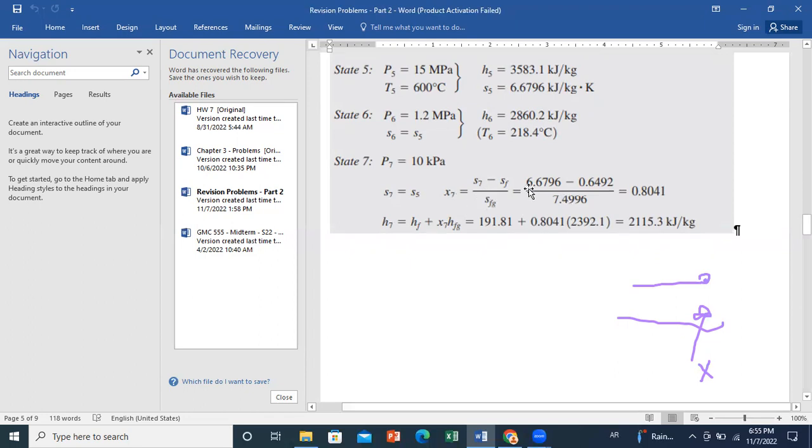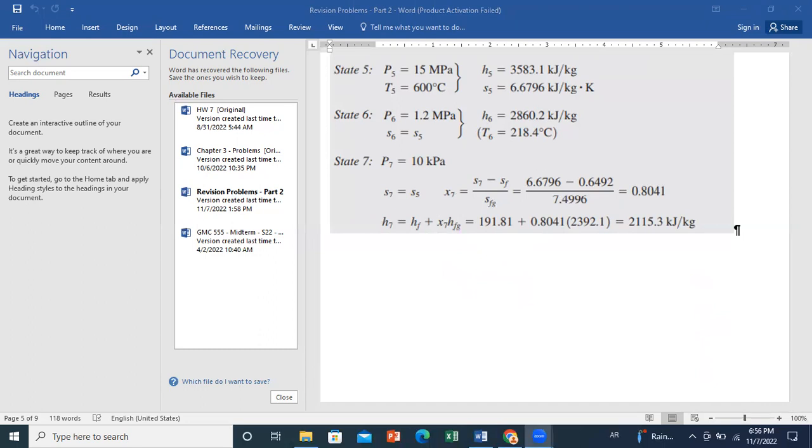Once you get this percentage, you are ready to calculate the enthalpy at point 7 as HF plus X, which is the fraction of vapor, times HFG, which is HG minus HF. So now we have all enthalpies. We can move to the calculation of our efficiency.